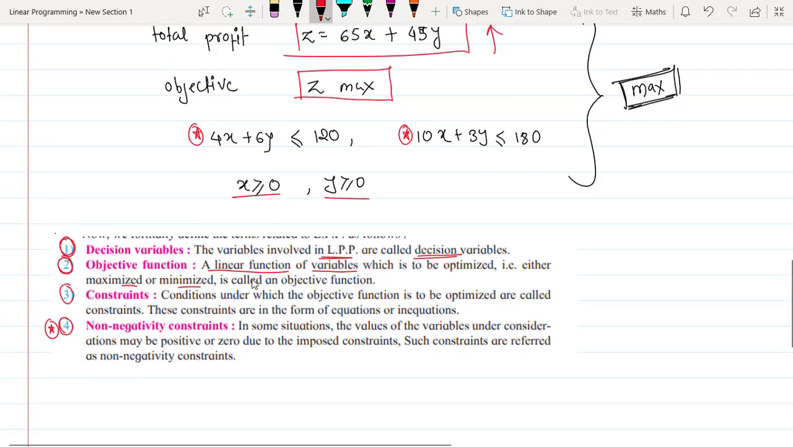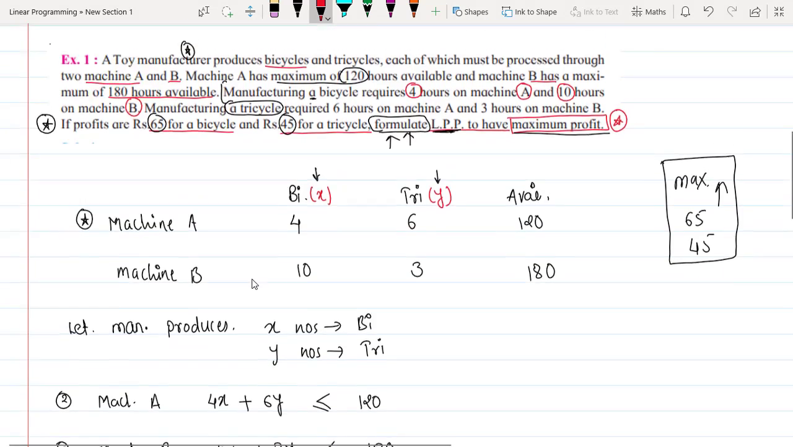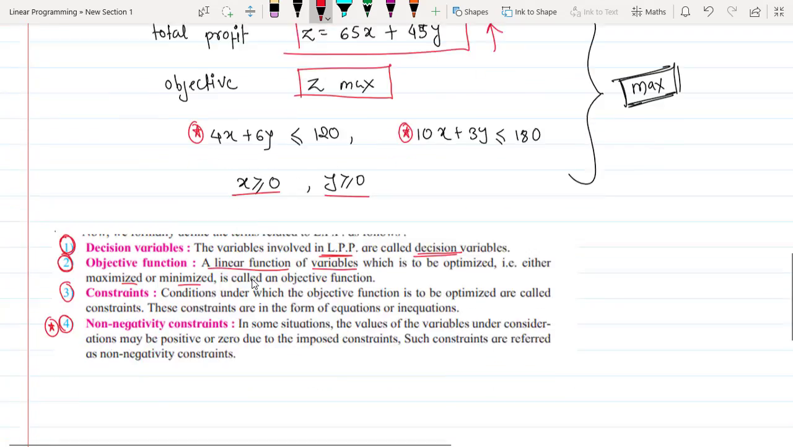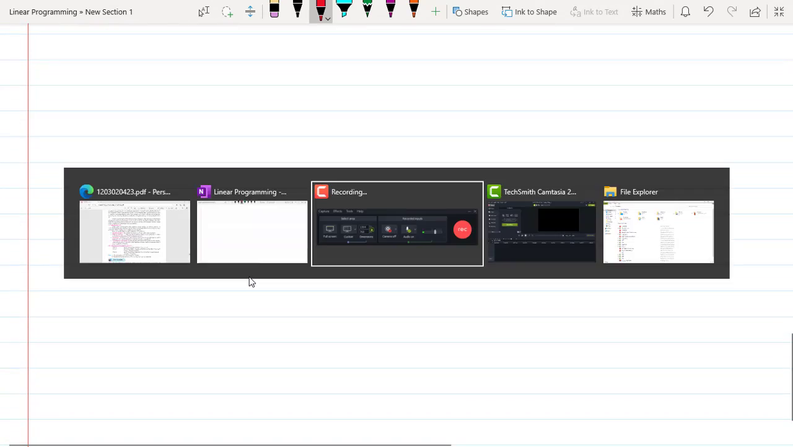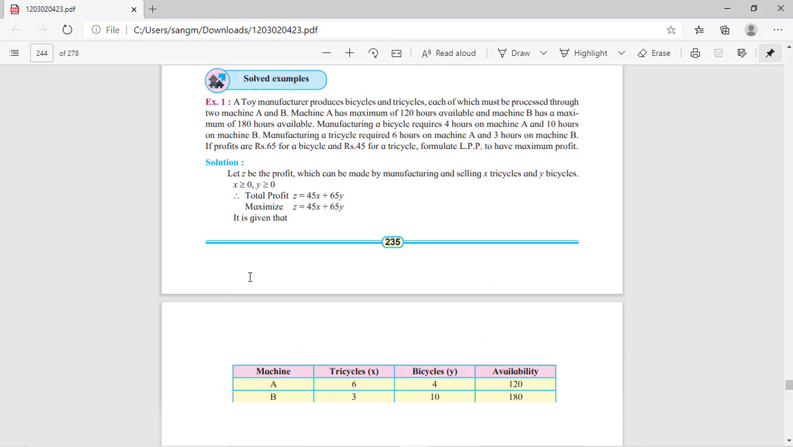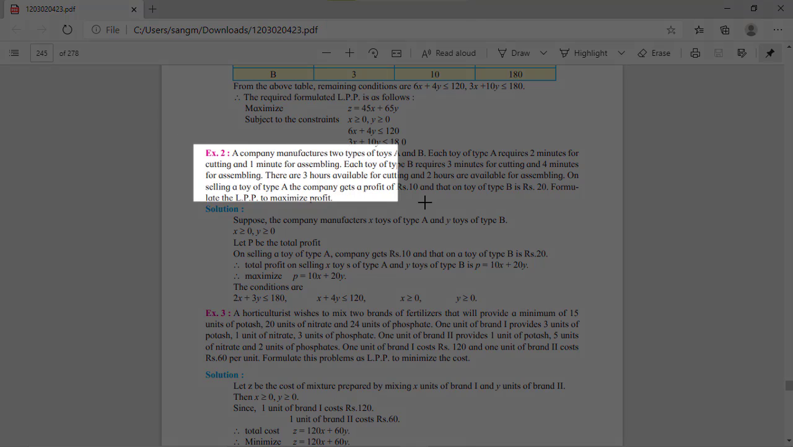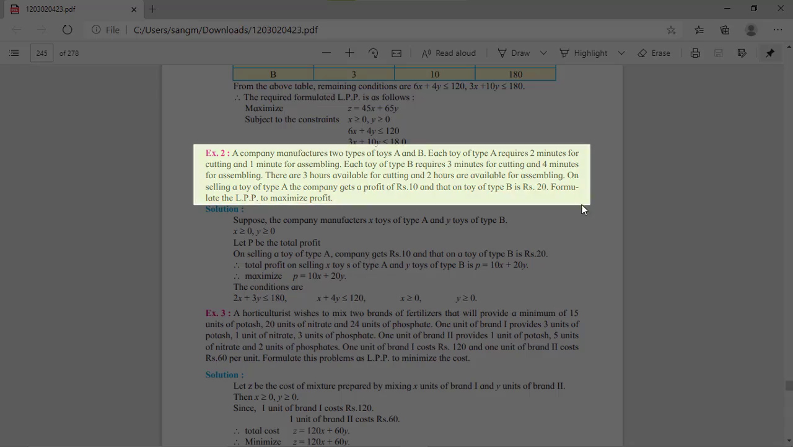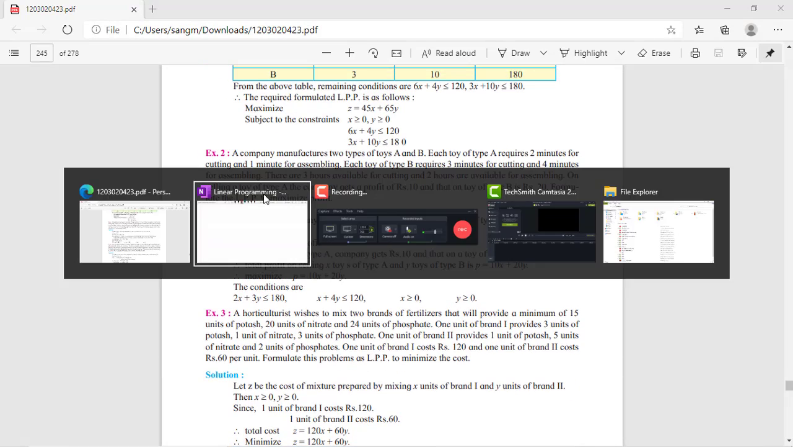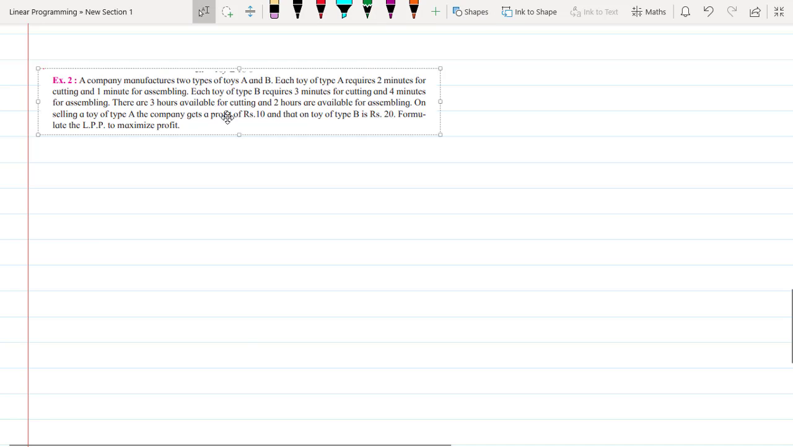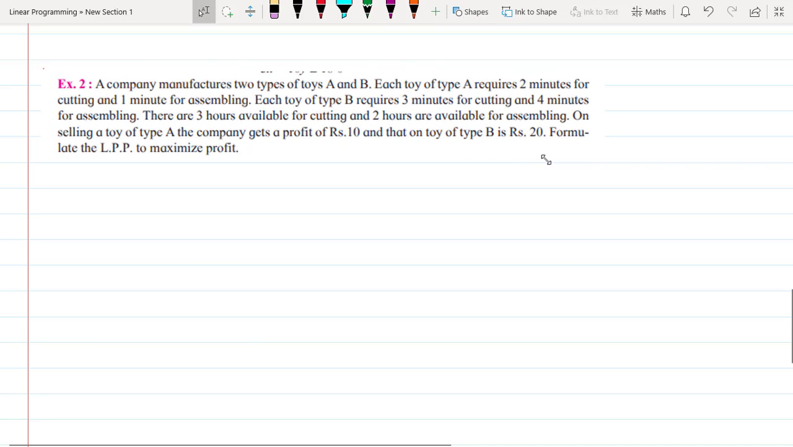I hope this example and the previous examples cleared your doubts. Now let's take one more example and try to formulate the same LPP. Let's take the second example. Again, important and interesting. In the next class you will find this topic very interesting because we will be getting the values of x and y for which the manufacturer gets maximum profit. Great. Now let's read the question and try to understand the scenario they have given.